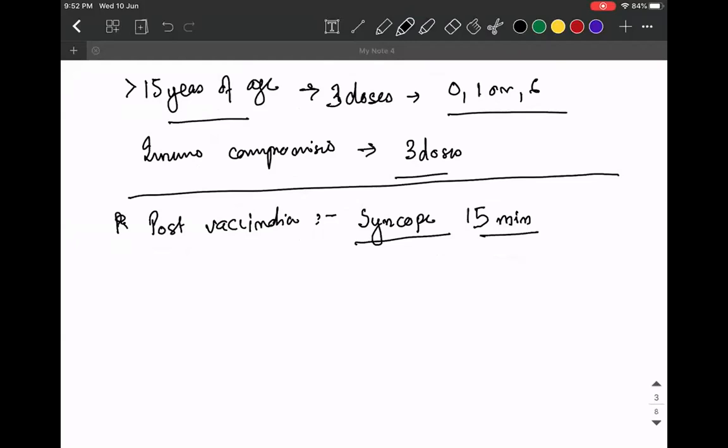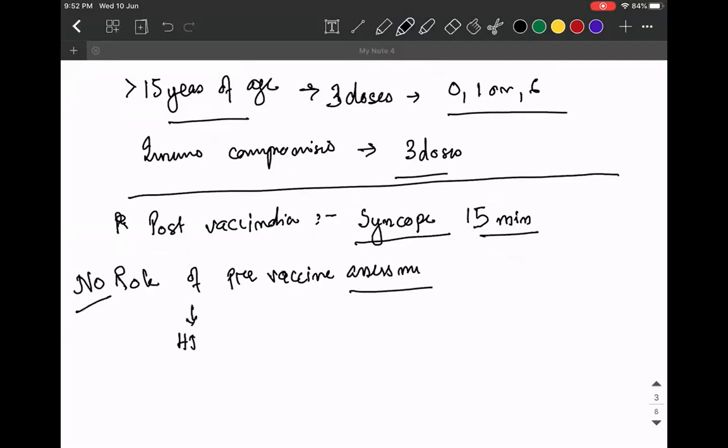Okay, so is there any role of pre-vaccine assessment? There is no role of pre-vaccine assessment, right? What assessment am I talking about? I'm talking about checking if the patient already has HPV infection, so HPV DNA. I'm talking about a pregnancy test.